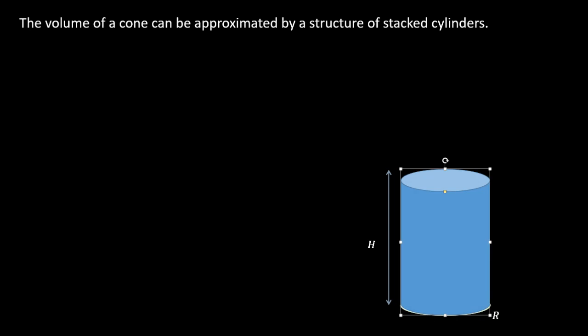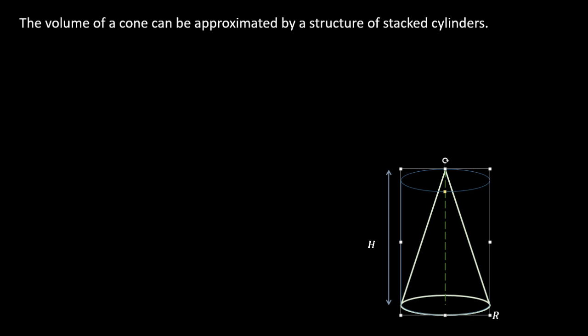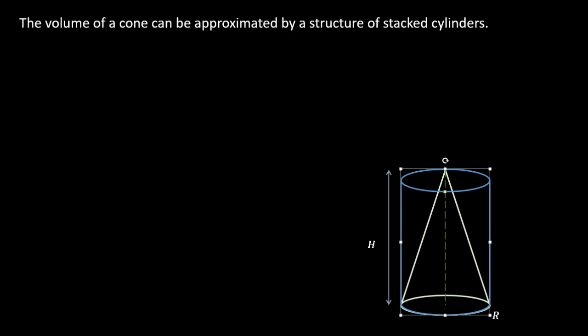But we'd know that this cylinder is too large for this cone. We see that there's all sorts of empty space outside of the cone but inside of the cylinder. So this cylinder that has a volume of pi r squared h, the area of the base times the height of the cylinder, that's way too much. We don't need all of that. So what could we do?